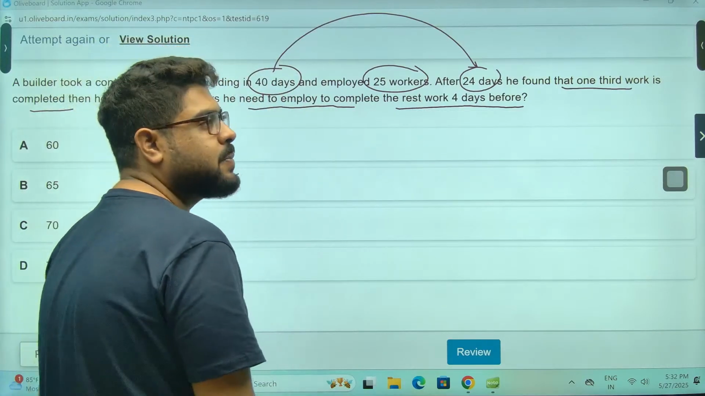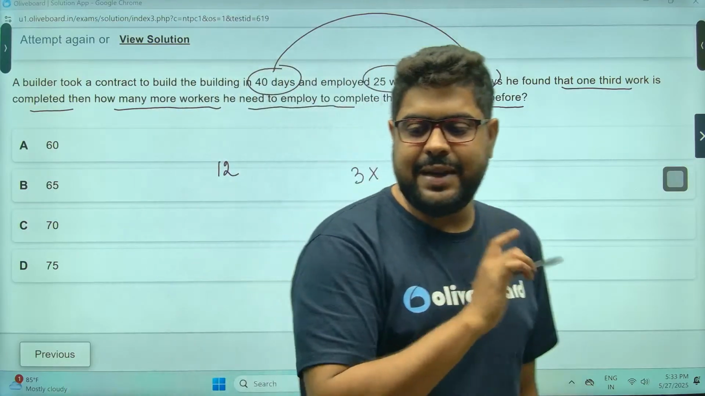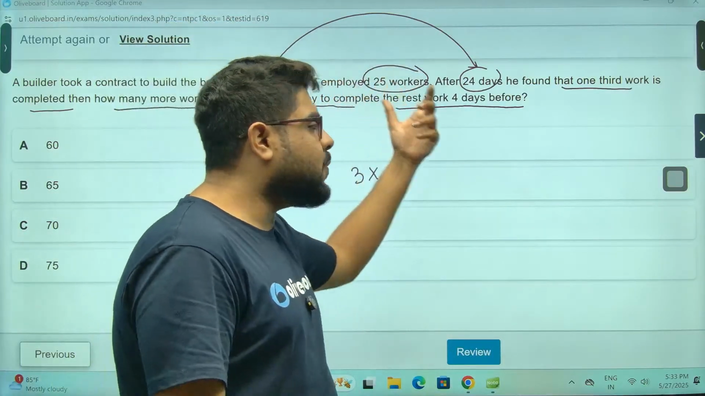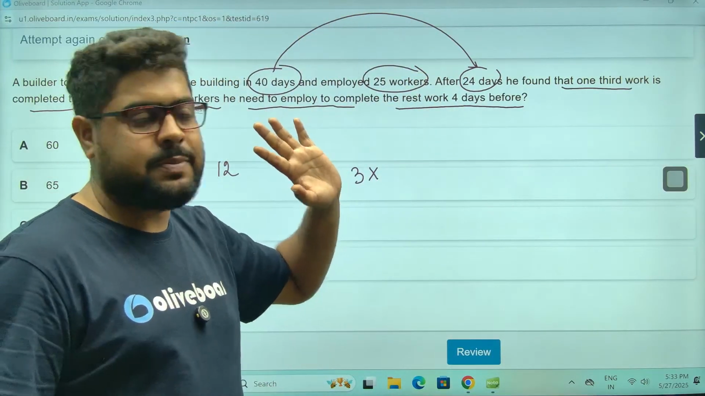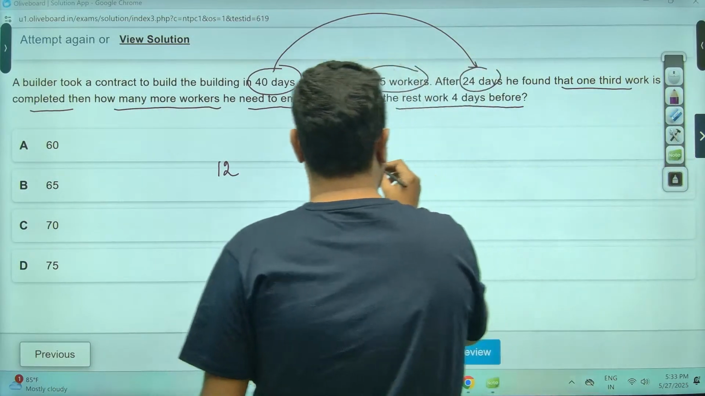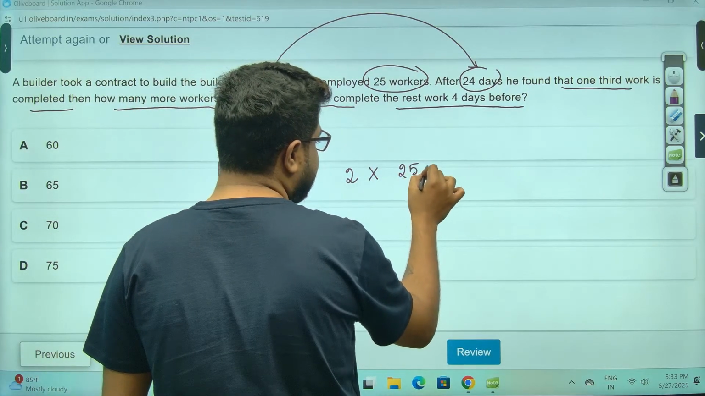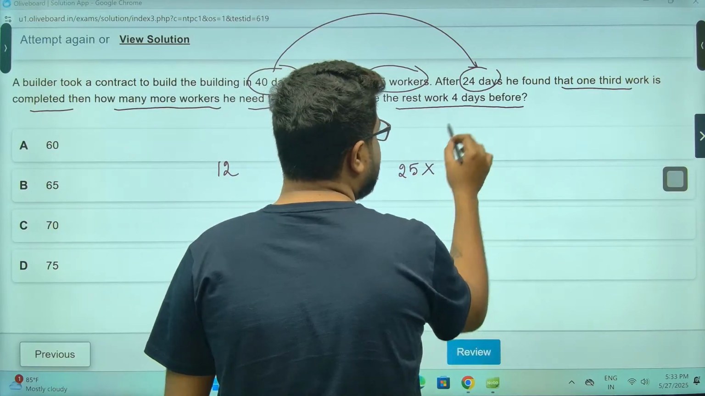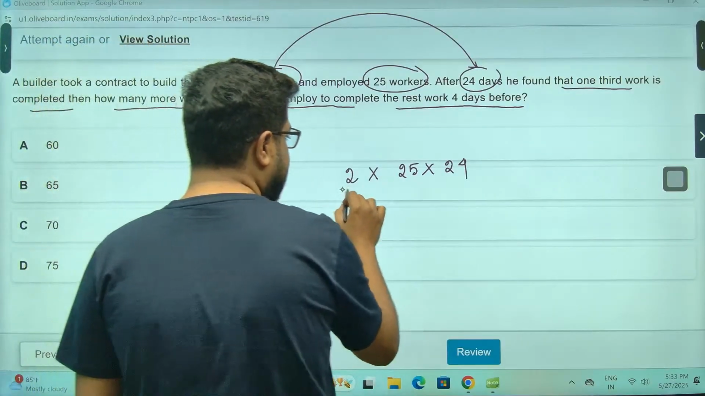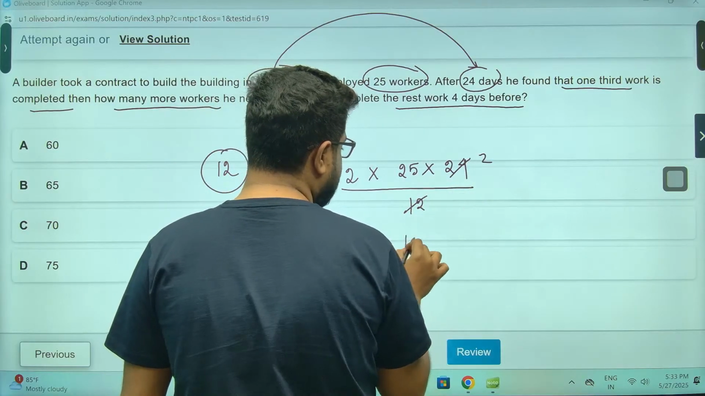Sir, what is the total work? It is 3 times whatever work has already been done, because the work done is 1/3. So the total will be 3 times, but we don't need the total. We need only 2 times, because 1/3 is done means 2/3 is remaining. How much work is done? 25 workers, let's say everybody does 1 unit every day, have worked for 24 days. Correct, sir? Now this needs to be completed in 12 days. So how many workers? Divide, sir. So that is 100 workers.